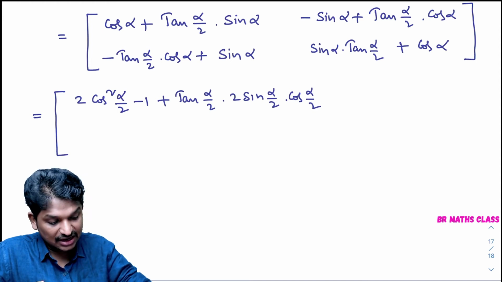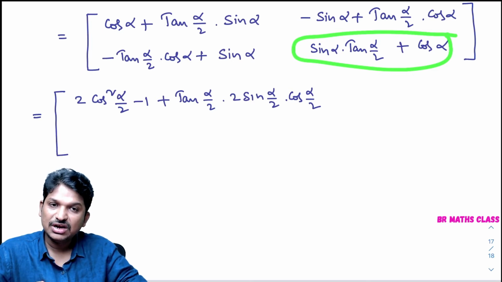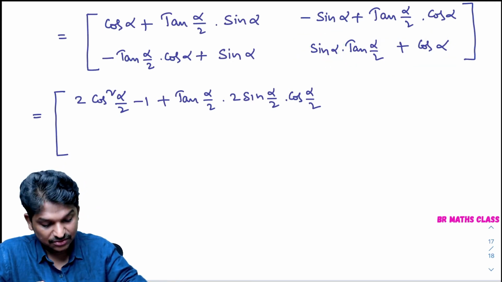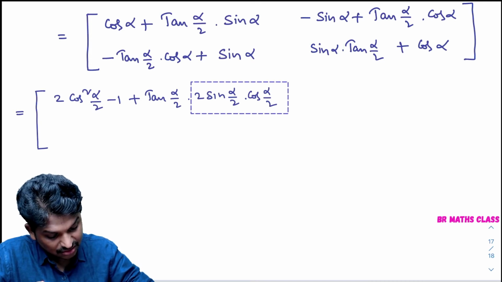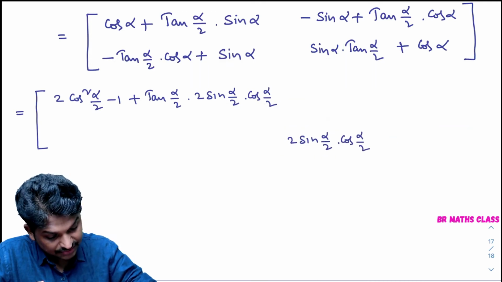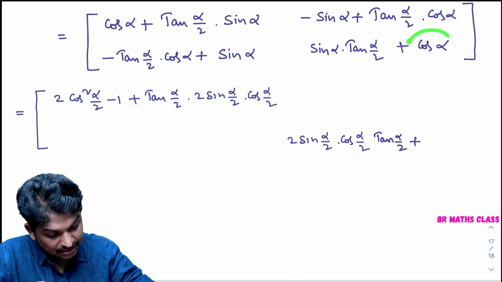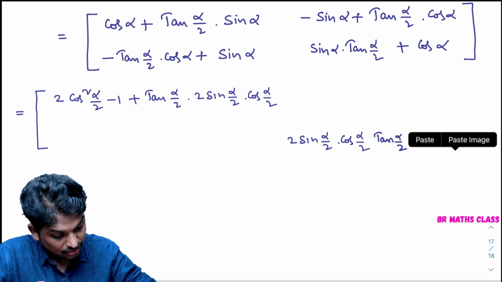Okay, the same thing I'll do for this also. Wherever cos alpha is there, I'll write 2 cos square alpha by 2 minus 1. Wherever sin alpha is there, I'll write 2 sin alpha by 2 cos alpha by 2. Here sin alpha is there, right? In place of sin alpha, what will you write? 2 sin alpha by 2 into cos alpha by 2 into tan alpha by 2 plus, in place of cos alpha, what will we write? 2 cos square alpha by 2 minus 1.